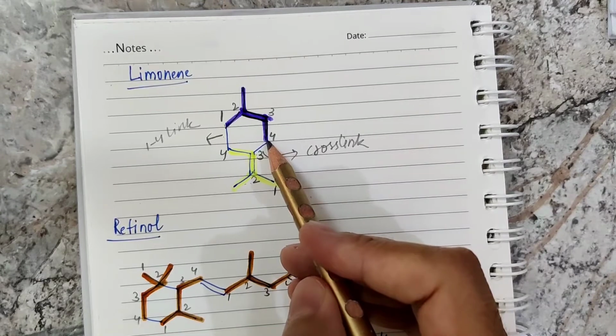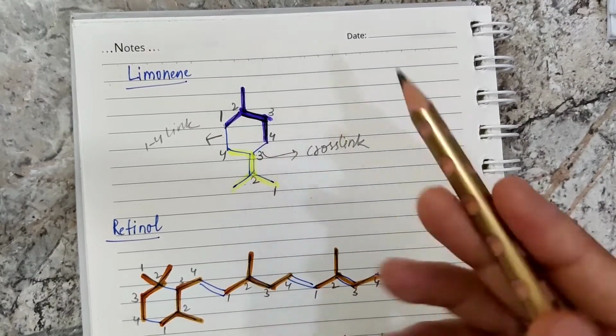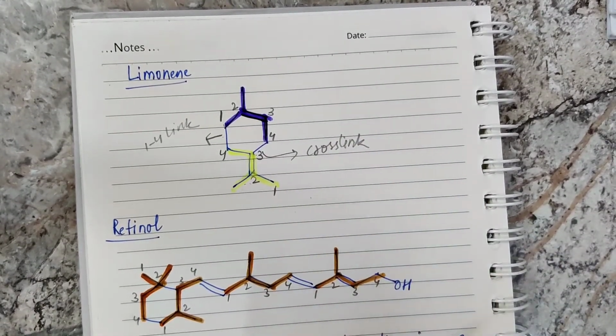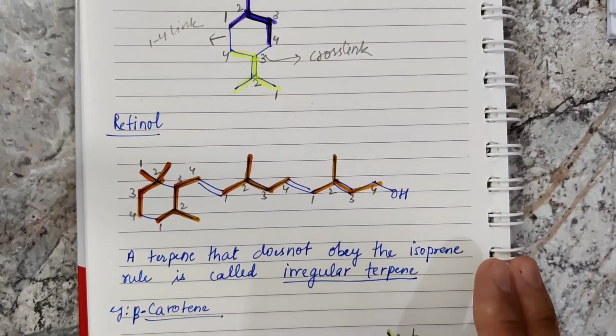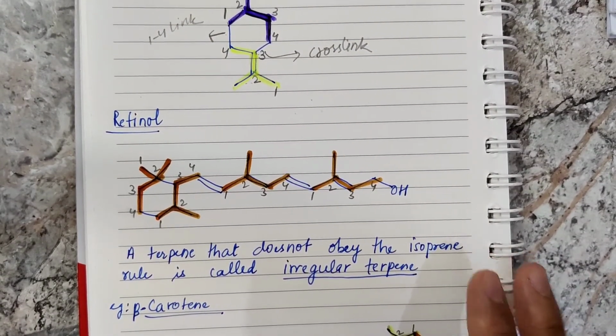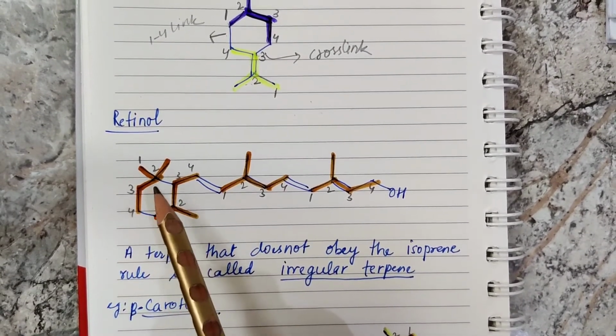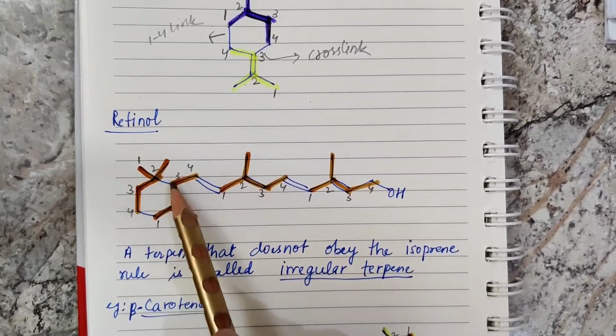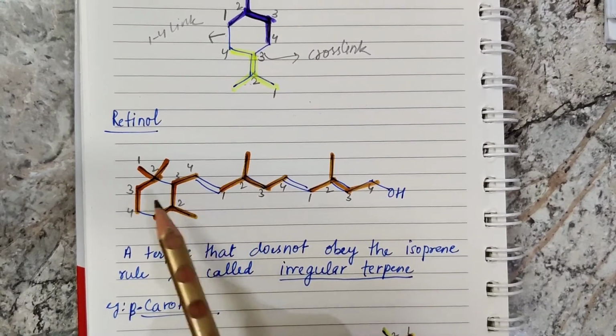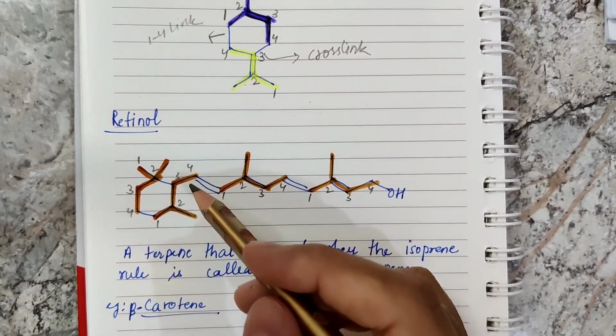Third carbon is bonded to the fourth carbon of the other molecule. So this is a cross link. If you see an example of retinol, this is vitamin A. So if you see the example of retinol, you will see the bonds.